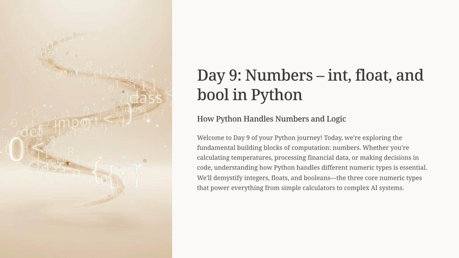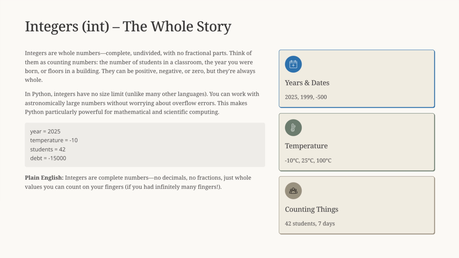Today, we're exploring how Python handles numbers and logic, two pillars that power every program, from simple calculators to advanced AI systems. You'll learn about integers, floats, and Booleans, the three core data types that form the building blocks of computation. By the end of this session, you'll understand how Python performs math, maintains precision, and even makes decisions based on logic. Let's begin with integers, whole numbers with no decimals or fractions.